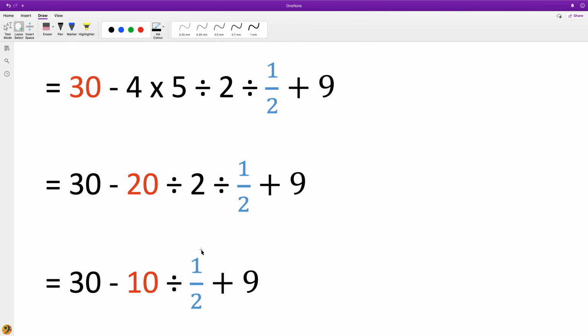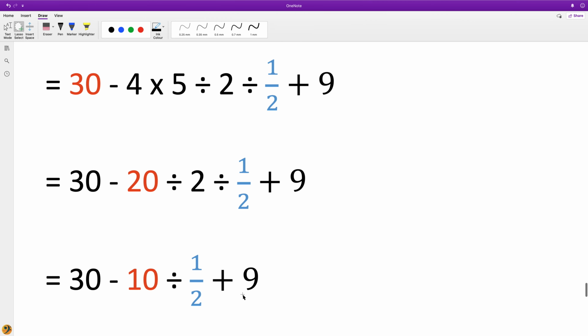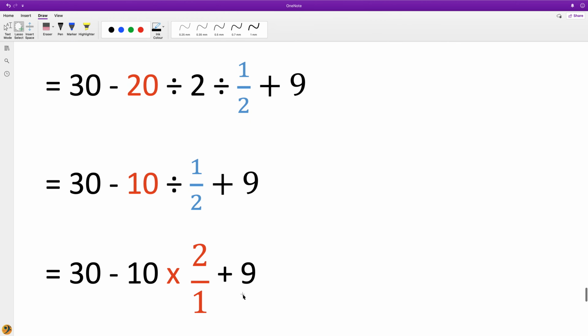Okay, so the next step in the process is to evaluate this part here. 10 divided by a half. As we spoke about earlier, when we are dividing by a fraction, we change this sign, we turn that into a multiply, and we invert the fraction, we flip it upside down. So the next line of working will look like this.